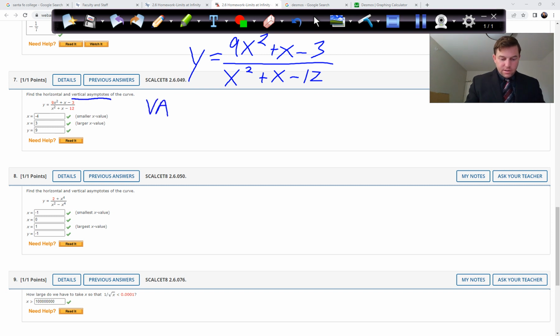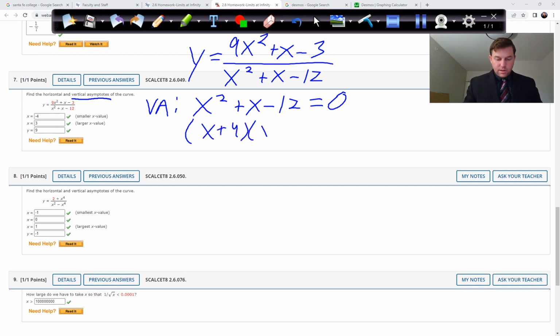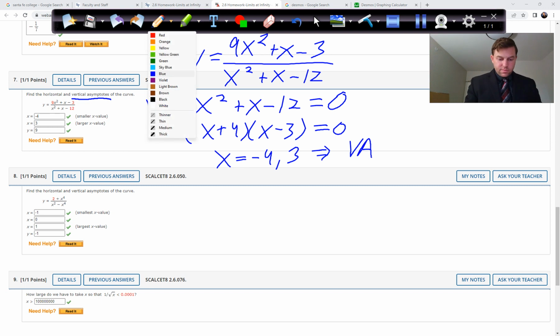Call them VA. VA occurs when the denominator x squared plus x minus 12 equals 0 because we can't divide by 0. And it turns out this function will factor into x plus 4, x minus 3. Well, there's two values of x that make those two factors 0. One is negative 4 and one is positive 3. So those are going to be vertical asymptotes.